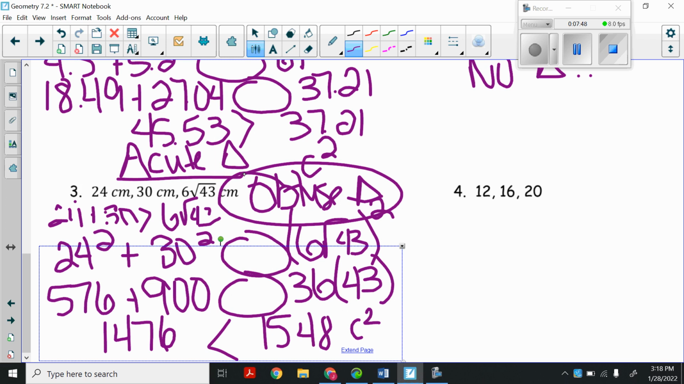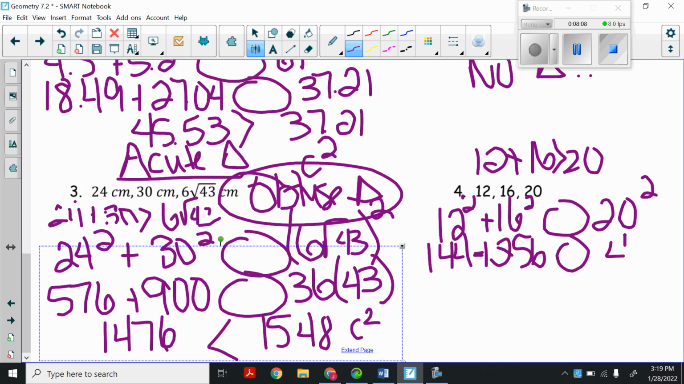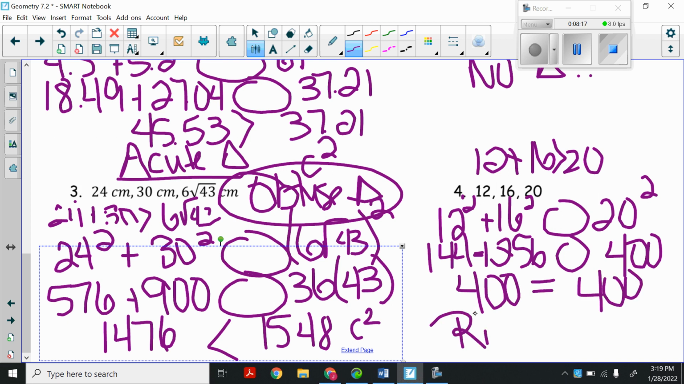All right, number 4, 12, 16, and 20. So 12 plus 16 greater than 20? Yes, it'll make a triangle. 12 squared plus 16 squared, how does that relate to 20 squared? 144 plus 256. How does that relate to 400? When I add these together, I get 400 and 400. They are equal. So when they are equal, it is a right triangle.